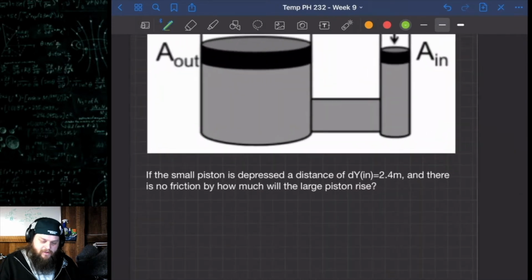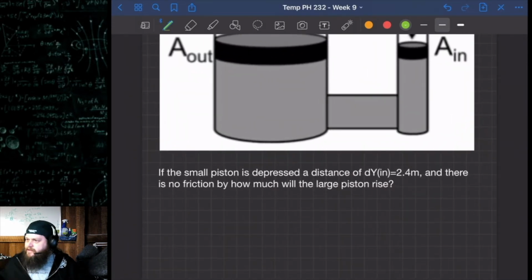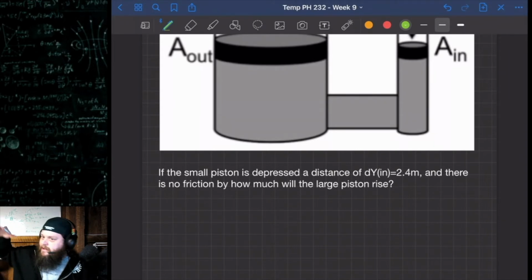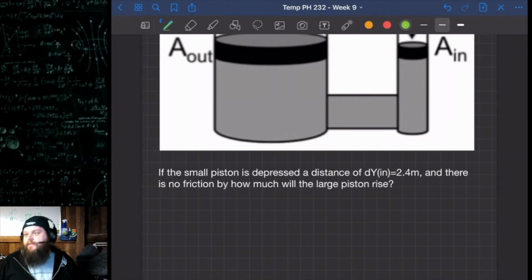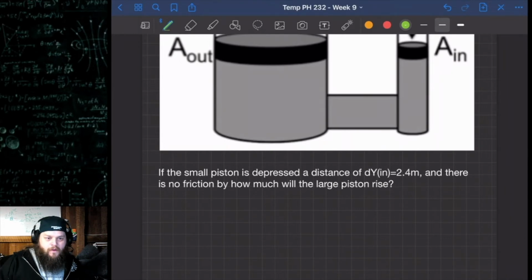Now, you might ask yourself, how far do I actually have to push down on there? So, if the small piston is depressed by a distance d in equal to 2.4 meters, and there's no friction, how much will that large piston rise? So now I'm actually pushing down 2.4 meters. That's a little bit taller than I am. So you have to push down 18 newtons the height of me plus a little bit. And we have to see how high up that 1,200 newtons is going to lift.